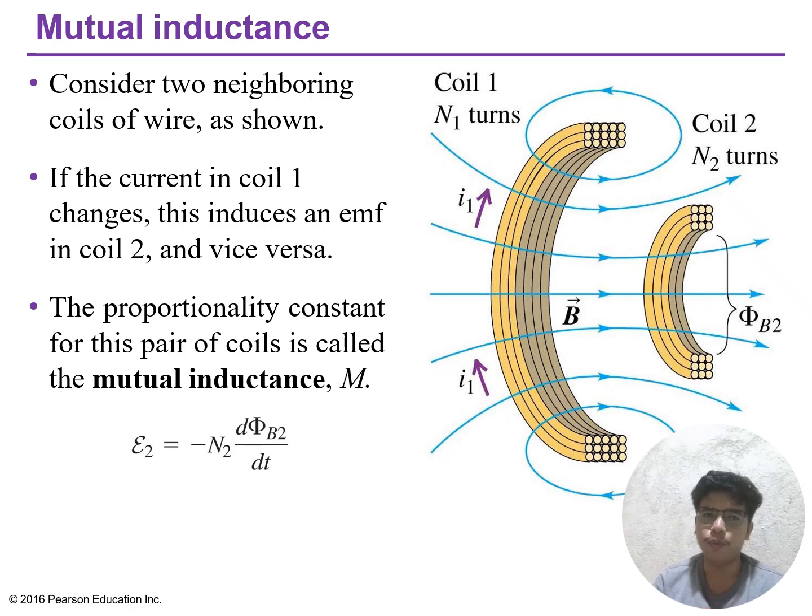1 Henry can be written in several equivalent forms. We have 1 H is equal to 1 Weber per ampere, or 1 volt times second per ampere, or 1 ohm-second, or 1 joule per ampere squared. In practice, most coils have mutual inductance in the millihenry or microhenry range.